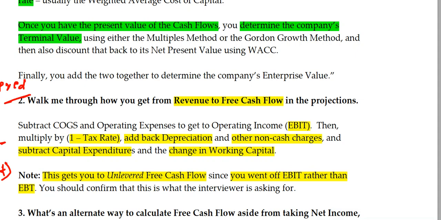And if you get to the unlevered free cash flow and you want to start from EBITDA rather than EBIT, you should confirm that this is what the interviewer is asking for. So these are today's questions, and we'll continue in the next session.